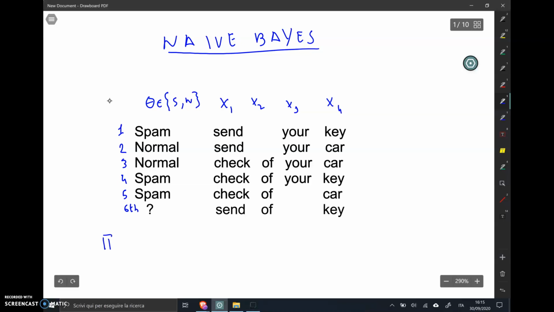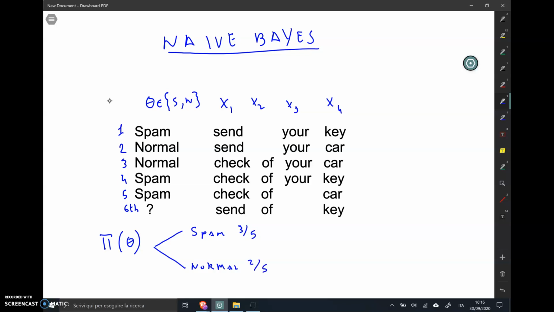First of all, the first thing in a Bayesian analysis is to set a prior on theta. Suppose that we have a prior idea about the probability of receiving spam or not. In naive Bayes, this prior probability is essentially how frequent spam is in this case. So the prior probability for theta is just a Bernoulli random variable: spam with probability 3 out of 5, and normal with probability 2 out of 5. So theta a priori is a Bernoulli random variable with these two probabilities. Let's consider spam as success, so the probability of theta equal 1 is 3 over 5.